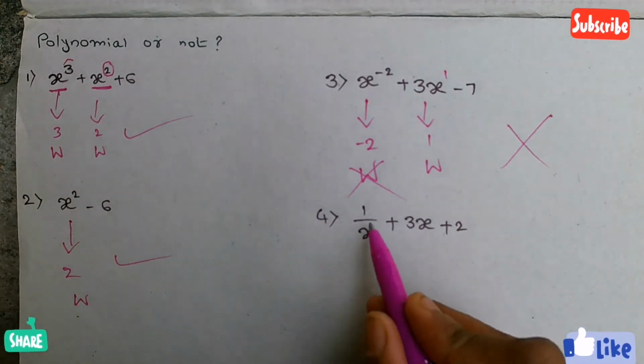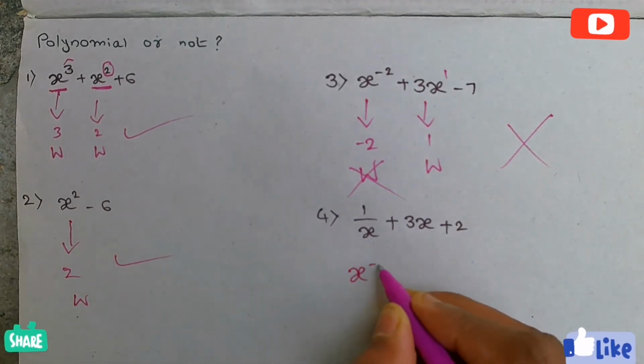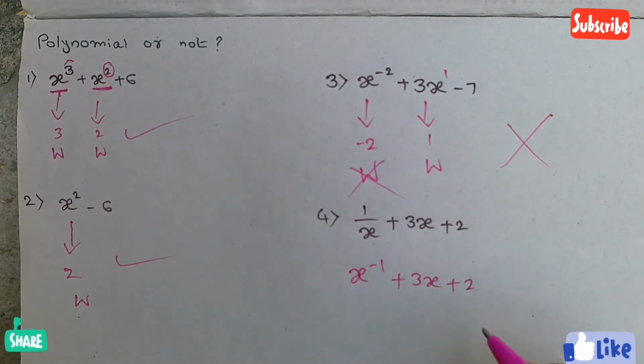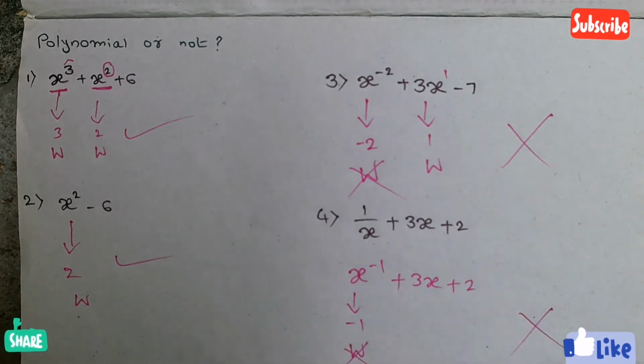Next one, the first term is 1 by x. So 1 by x can be written as x power minus 1, plus 3x as it is, plus 2 as it is. So here x power is minus 1, which is not a whole number. So without checking the remaining terms, we can conclude that this is also not a polynomial. Let us check one more question.